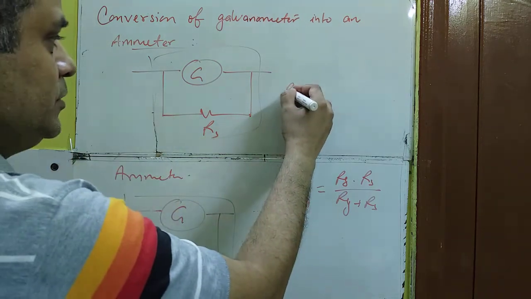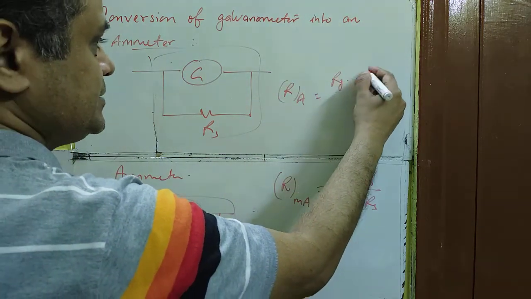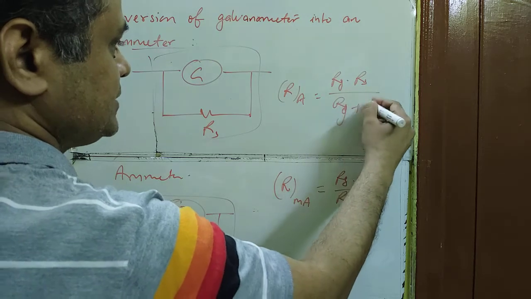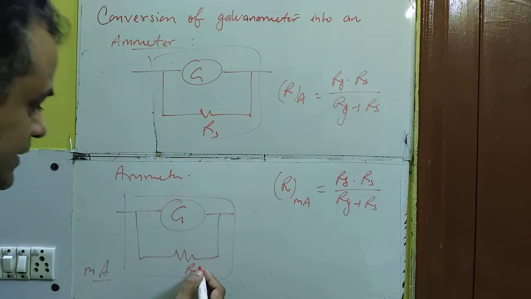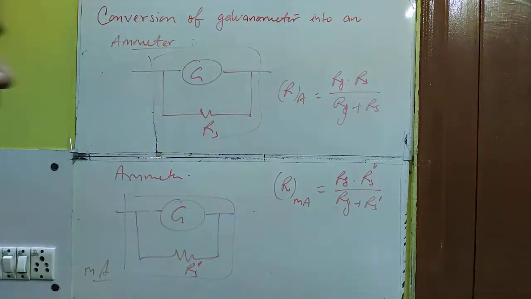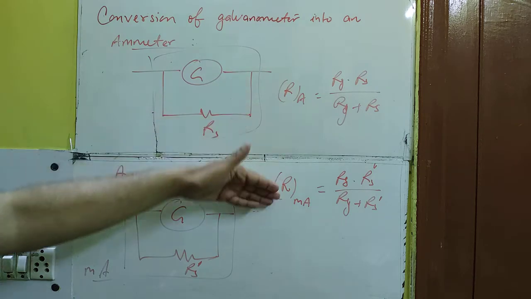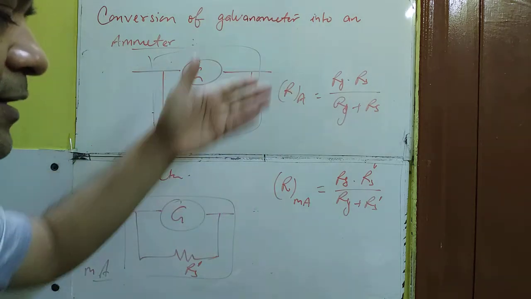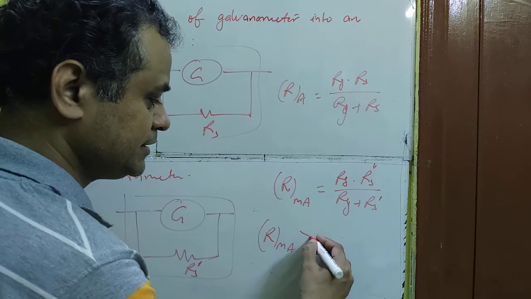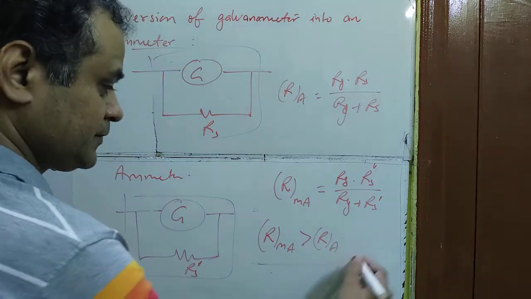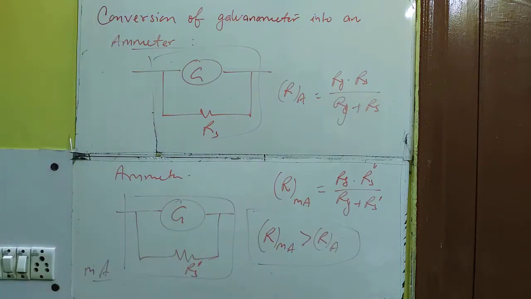And here the resistance of the ammeter is also Rg Rs upon Rg plus Rs. The value of Rs is different in both cases. Suppose here it is Rs dash. Now the simple question is, which has more resistance, the milliammeter or the ammeter? When you solve the whole process, you will observe that the resistance of the milliammeter is more than the resistance of the ammeter. So remember that when a galvanometer is changed into a milliammeter and the same galvanometer is changed into an ammeter, the resistance of the milliammeter will be more than the ammeter.